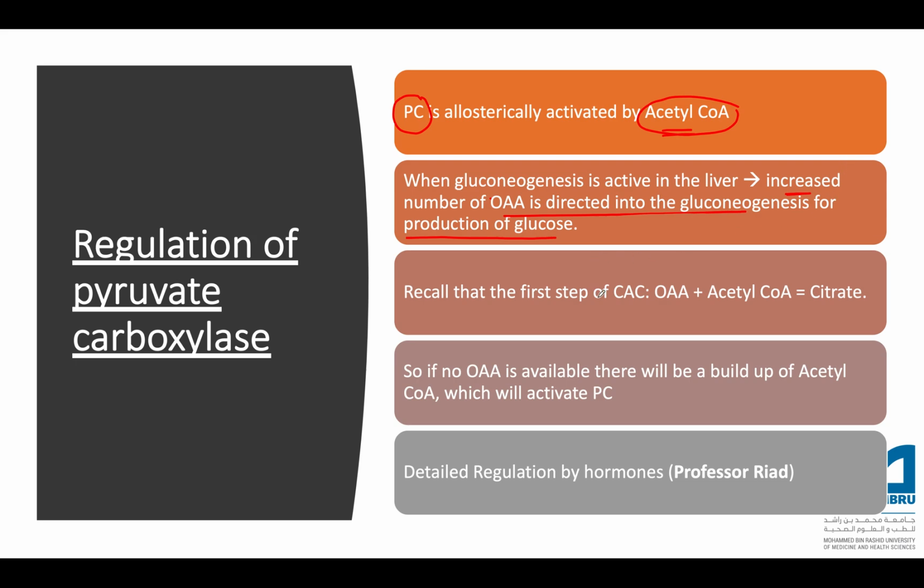cycle. Recall that the first step of the citric acid cycle, or the TCA cycle, is oxaloacetate plus acetyl coenzyme A, which leads to the formation of citrate by the catalytic activity of the enzyme citrate synthase. So this oxaloacetate is available, and this buildup of acetyl coenzyme A helps in the use of this oxaloacetate for the formation of phosphoenolpyruvate, and the way that it helps in the formation of phosphoenolpyruvate is by the activation of pyruvate carboxylase.